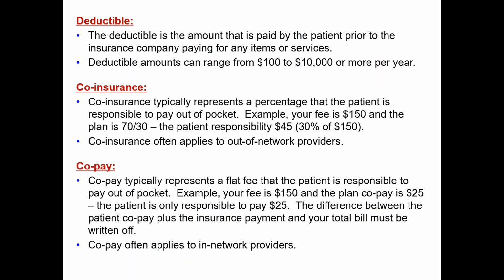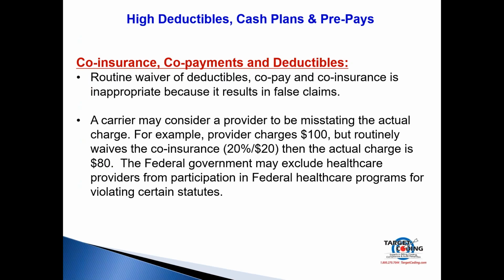Coinsurance is typically a percentage that a patient is responsible to pay out of pocket. That usually applies to out-of-network providers. Copays is a flat fee, usually applies to in-network providers. Now, just to clarify before we move ahead here, you're not supposed to waive deductibles. You cannot waive copays. You cannot waive coinsurance. If you're doing prepays, you can't bundle in the copays and deduct a percentage because the patient is prepaying, right? So please understand that. If you have any questions on that, let us know.